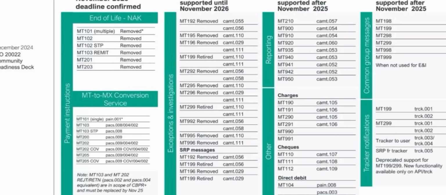In this video, we are going to learn about the scope of the messages that are migrating to ISO 20022. All that we know is that the SWIFT MT message is going to be no longer used over the SWIFT network. Basically, MT message is going to be dead by November 2025. Is it true?